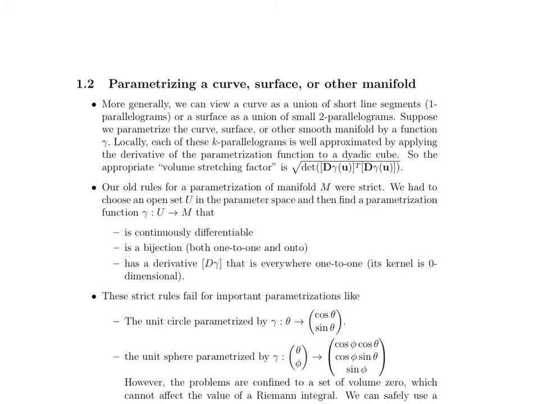What's interesting is that when we're looking at a normal curve, we can look at that as a union of really short line segments. And you want to think to yourself in your mind that those short line segments are just one-parallelograms, right? You can also think of a surface as a union of small two-parallelograms.